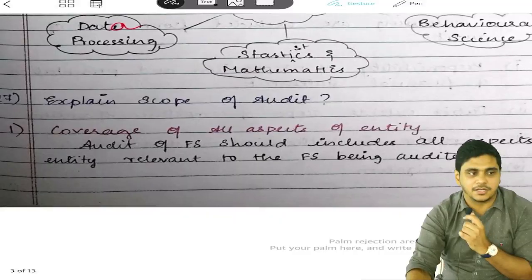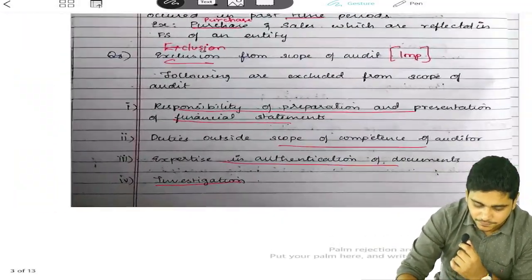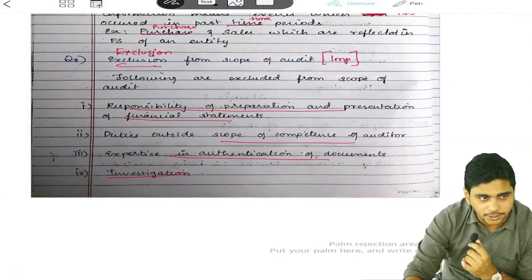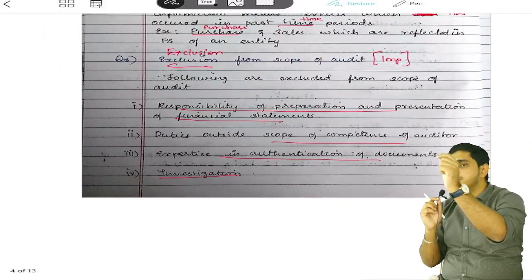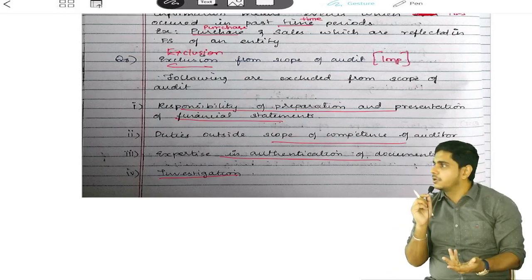Question number 7 was what is included in scope of audit. Question number 8 is what is excluded from scope of audit. Please use your tiny brains. Who prepares the FS? Management. Is it our responsibility? No.